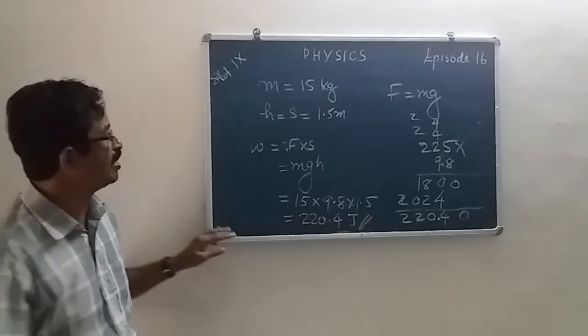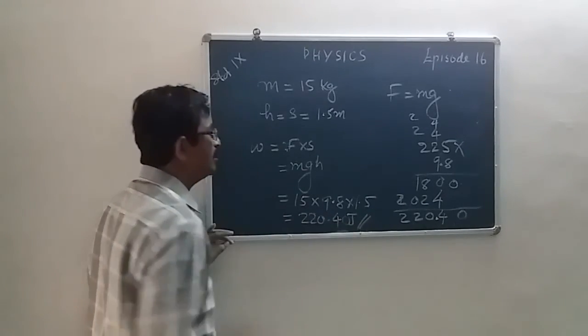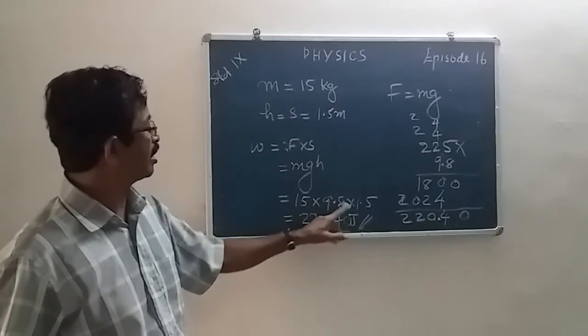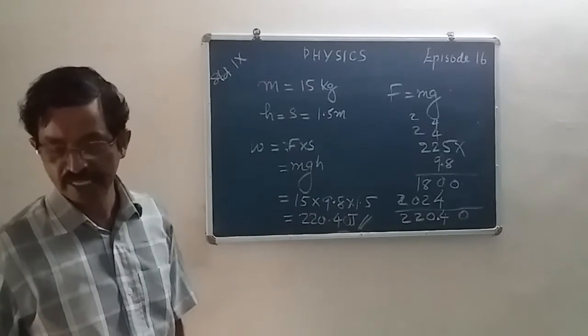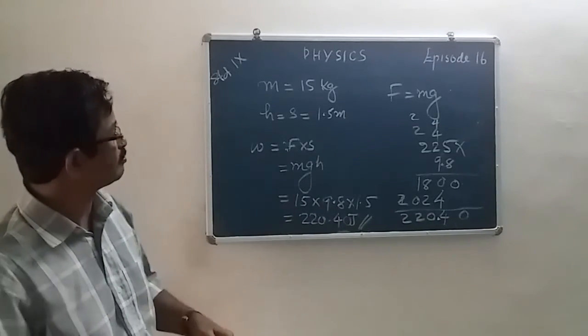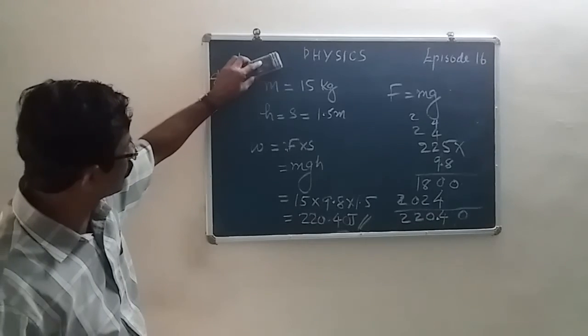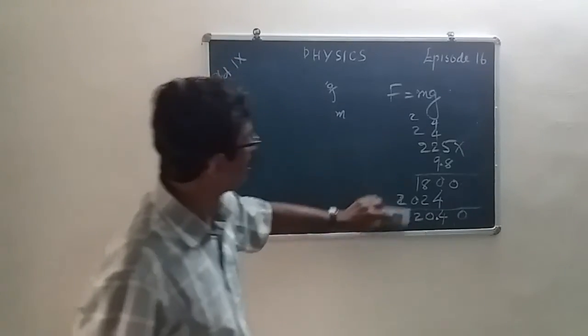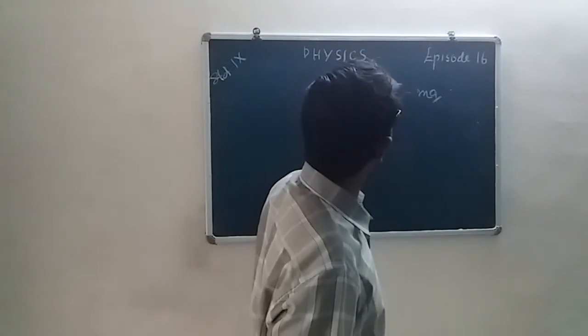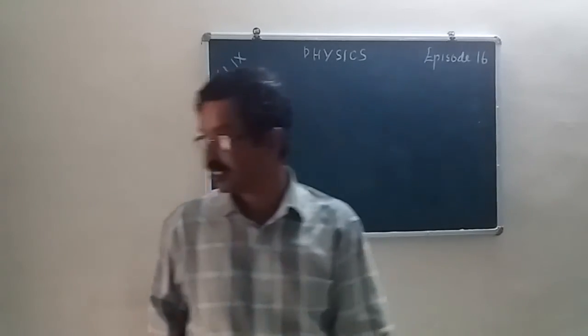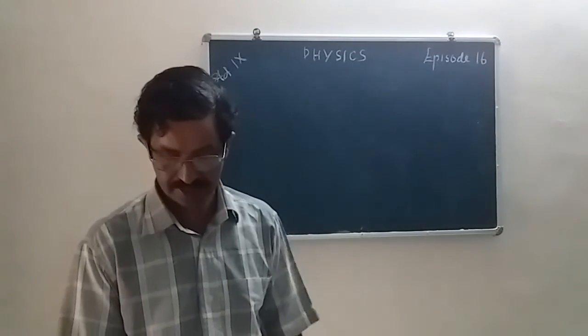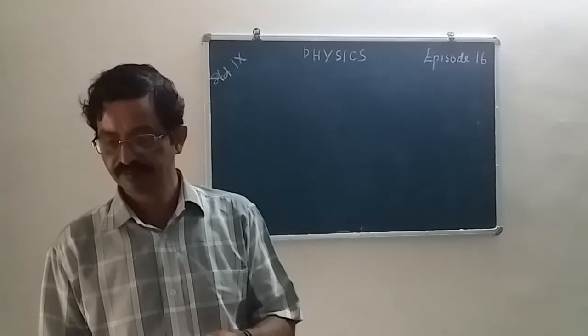Two decimals is given. We can put this 0 if it is required, but that 0 has no value, so no need to write it. Okay, this is the answer for this question. Now, the questions given.